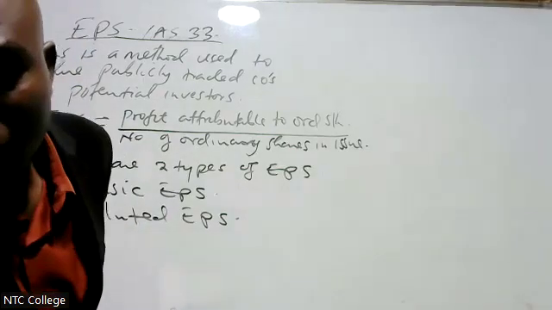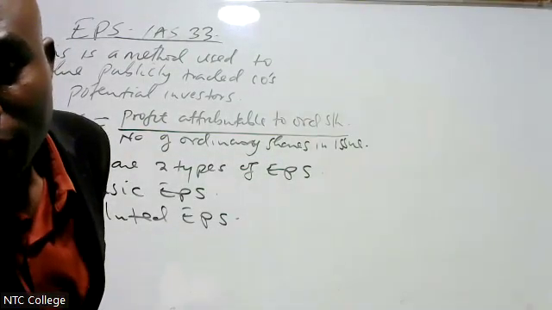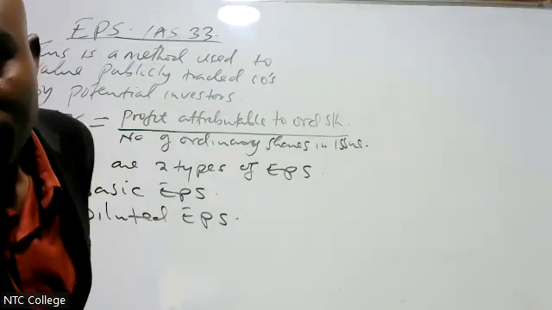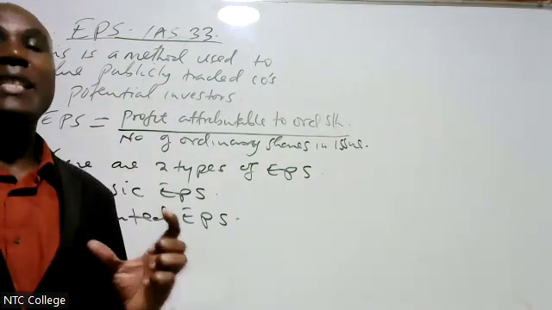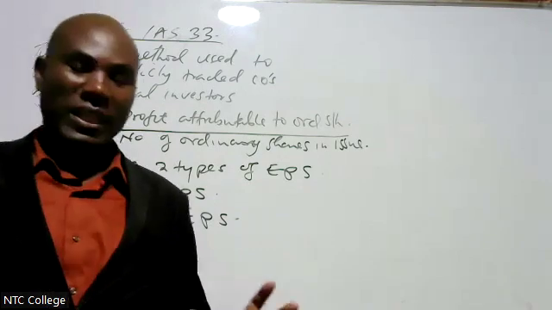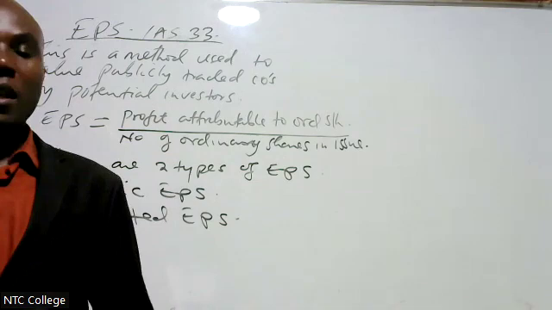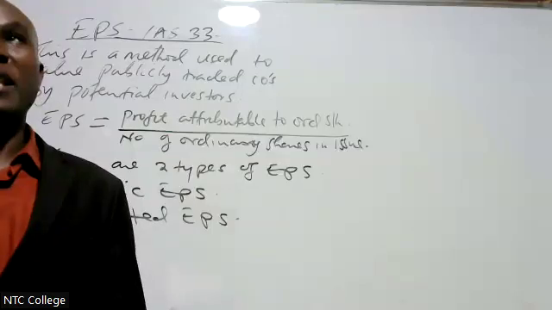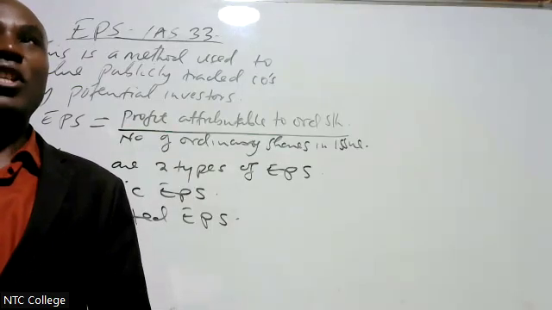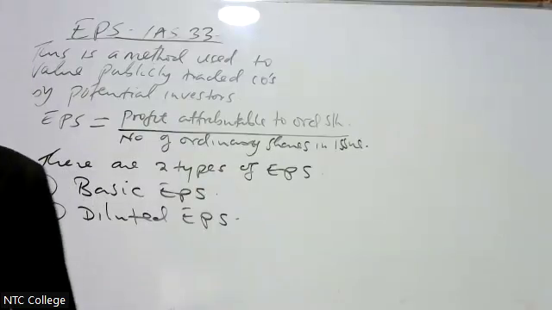When we talk of basic EPS, we mean the exact EPS of the company during the year. Basic is the actual EPS of the company during the year. What do we have as profit? What are the shares in issue during the year? Then we get the exact EPS of the company.